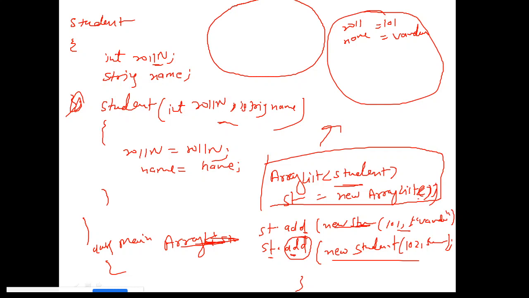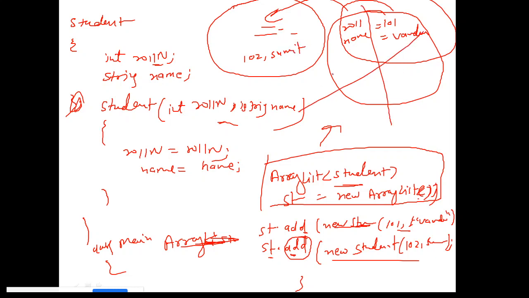A copy was created for it and this data was copied here. So this data was copied, and you have added a new one, another roll number and student name, Sumit, and this copy was deleted. Then it was available for garbage collection, right? So this is happening behind the scenes.